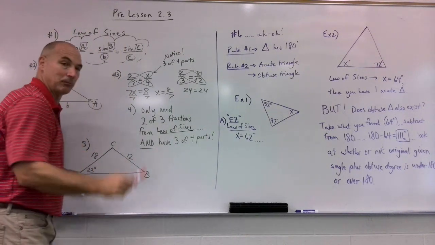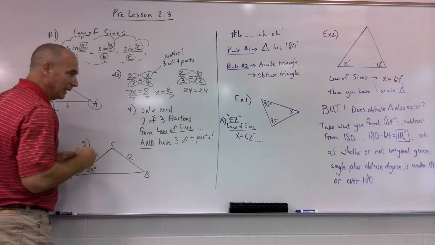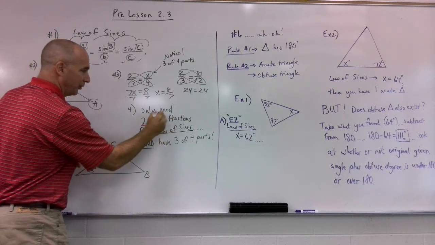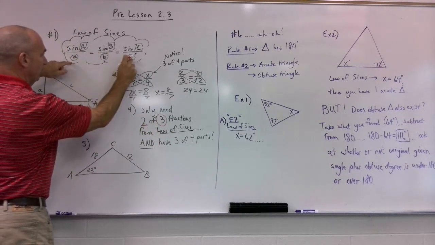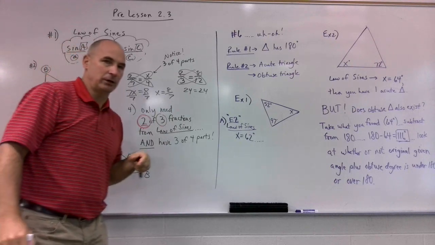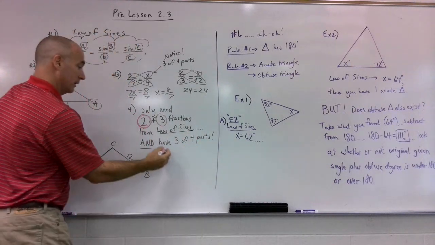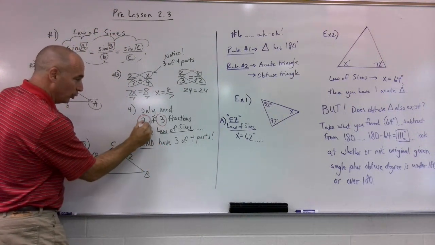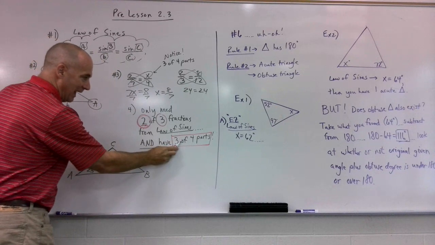Now here's a big moment. Number 4, you only need 2 of the 3 fractions. In other words, I got 1, 2, 3 fractions. I only need 2 of them. The question is, well, which 2 do I need? And here's the part that answers that question. You got to pick the 2 that have 3 of the 4 parts. What do you mean by that?